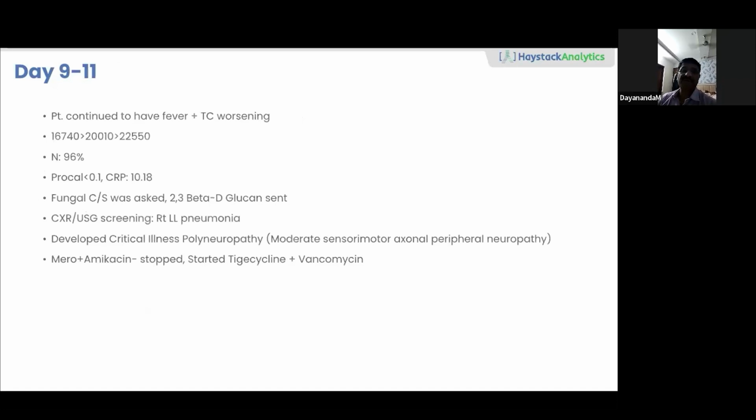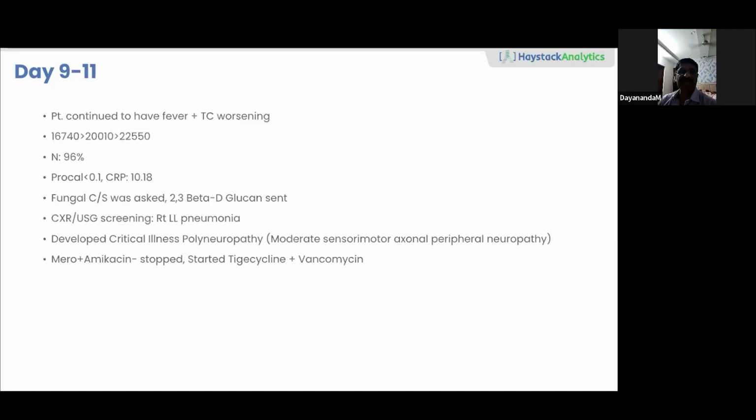Okay. So the patient continued to have fevers and total counts continued to worsen, from 16,000 to 20,000, 22,000 over the next 1 week. But the procalcitonin was still low, less than 0.1. CRP was also not very significantly elevated. And fungal cultures were sent, and 1,3 beta D glucan was also sent. It's a pan fungal marker, so that was also sent for evaluation.